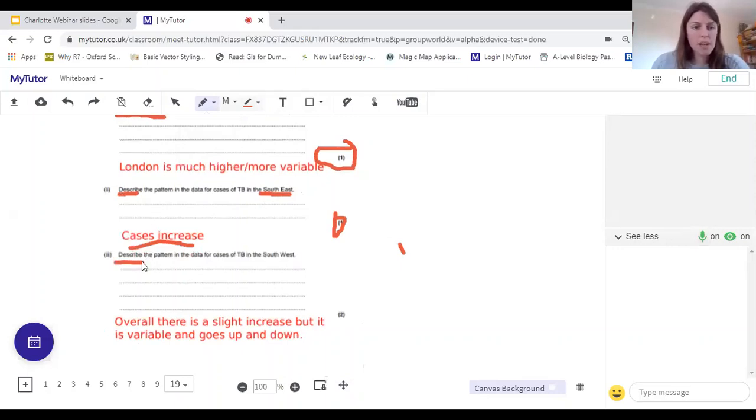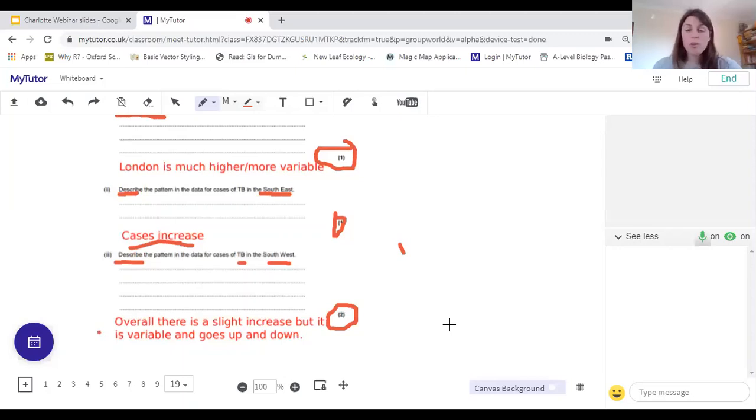Describe the pattern in the data for cases of TB in the southwest. Now, when we were looking at the table, we kind of said the southwest seems to differ a little bit. So overall, there is a slight increase, but it is variable and goes up and down. 2 marks for that answer.